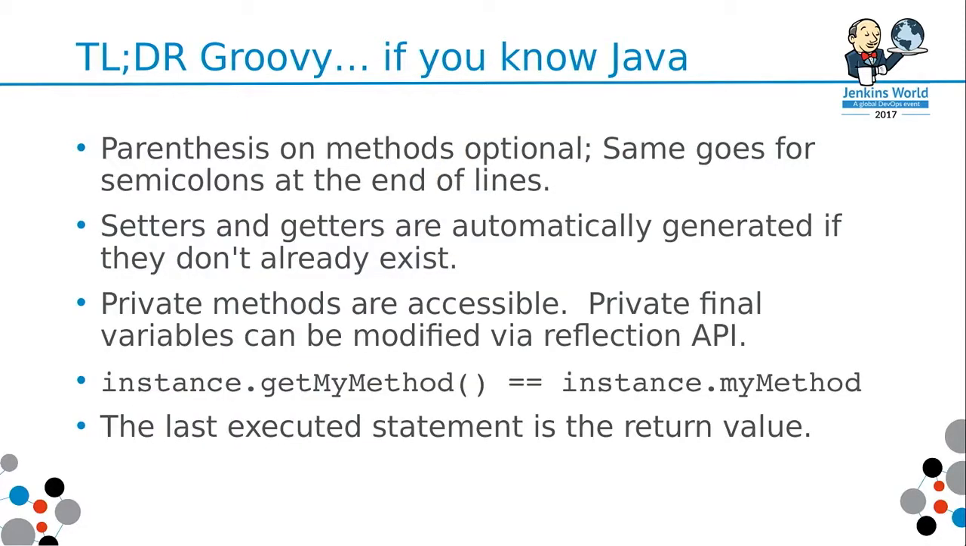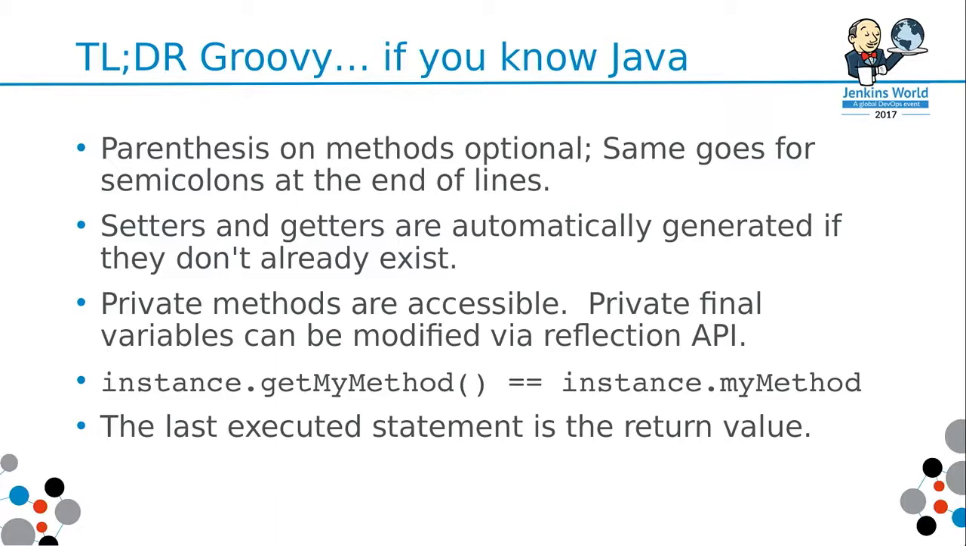So real quick, before I get into the nitty-gritty, I'd like to explain a bit about Groovy from a Java perspective. Parentheses on methods are optional. The same goes for semicolons at the end of the line if you're writing Java code. So if you have a getter, like the fourth bullet point there, like getMyMethod, you can take off the parentheses. You can also translate getMyMethod to lowercase myMethod there. A lot of DSLs are built this way. It's similar to Ruby in that regard.